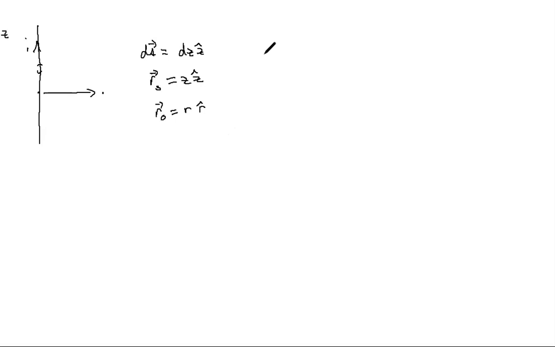And then, same old thing. We're going to need to find the magnitude. Sorry, before we even do that, we need to find r_SO. That's simply going to be r_O minus r_S. The magnitude of r_SO is the square root of r squared plus z squared.